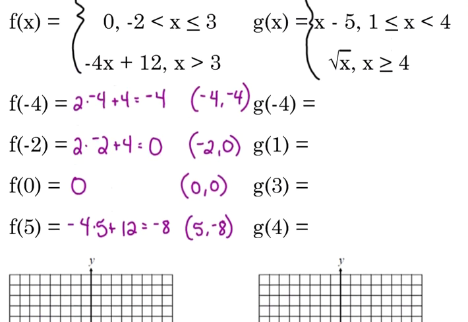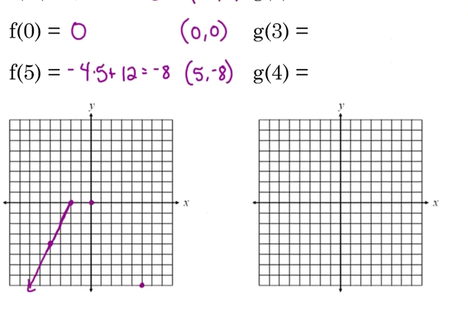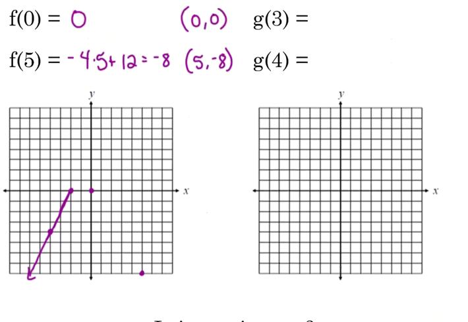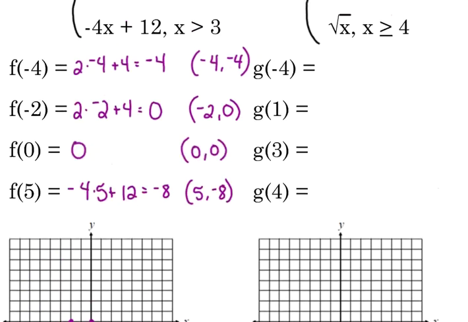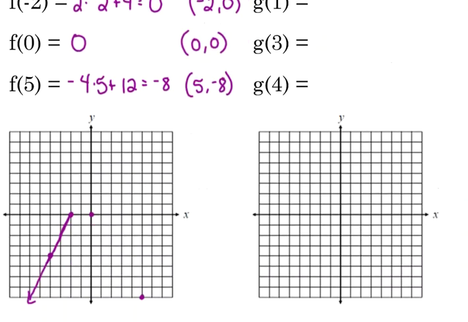Our second piece is between negative 2 and positive 3. We are always equal to 0. At 3, it does have the equal to, so I go all the way to positive 3, and it is equal to, so I put a solid point there, and it's always equal to 0, so it's just a horizontal line.